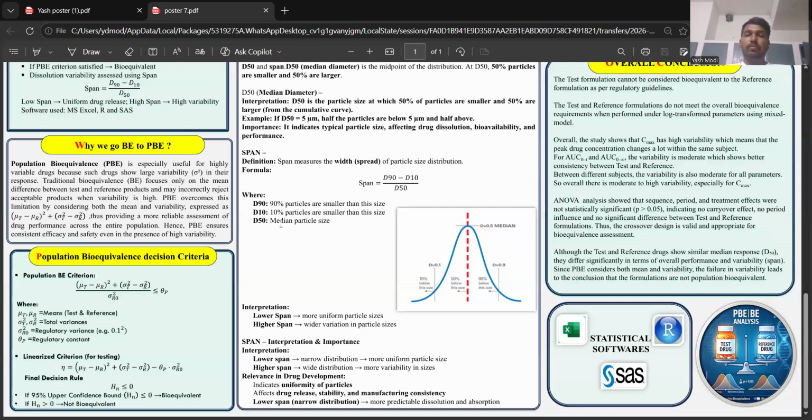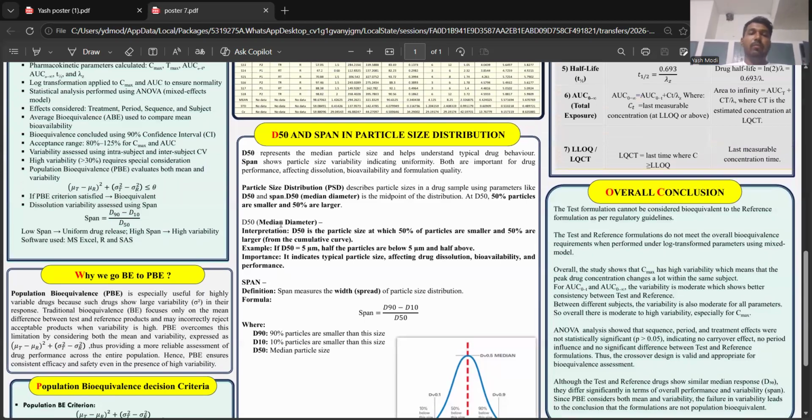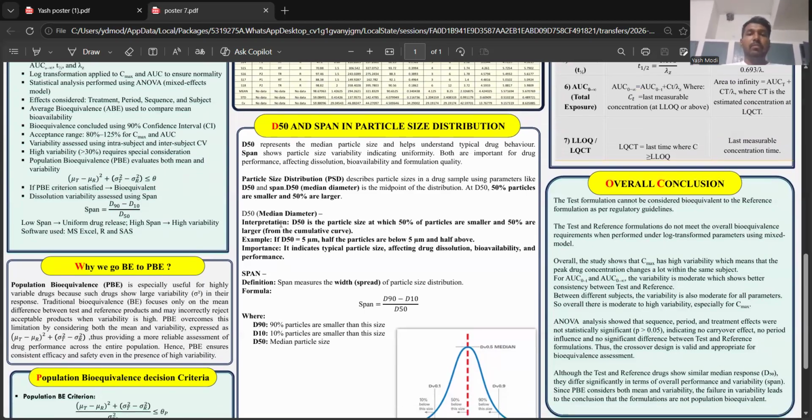and when Hn is greater than 0, it is not bioequivalent. Then we can discuss D50 and span in a practical size distribution. D50 represents the median particle size and helps understand typical drug behavior. Span shows particle size variability, indicating uniformity. Both are important for drug performance, affecting dissolution, viability, and the formulation quality.